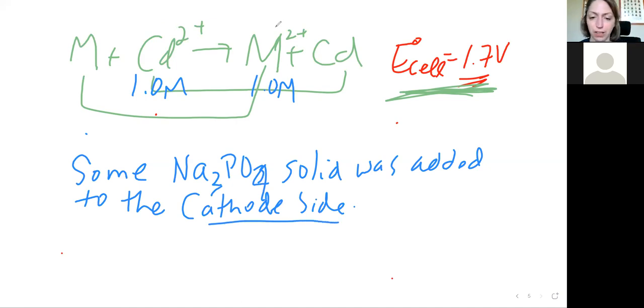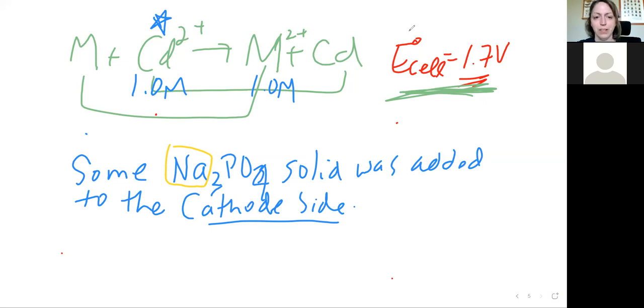Okay, so first of all, I said the cathode side. So what that means is you've got to look at what's being reduced. Okay, and that would be the cadmium 2+ side. And you say to yourself, sodium phosphate, what the heck is that going to do? Well, what you might want to remember is that any ionic compound that has an alkali metal in it, same thing with nitrates, is totally a strong electrolyte.